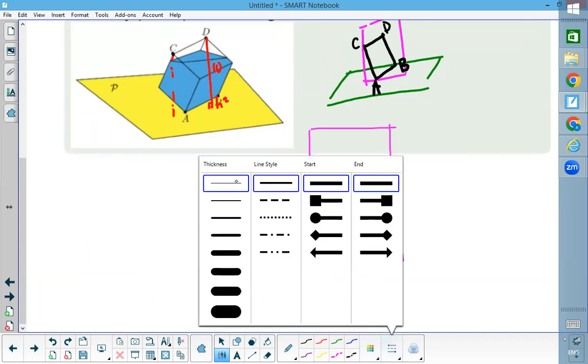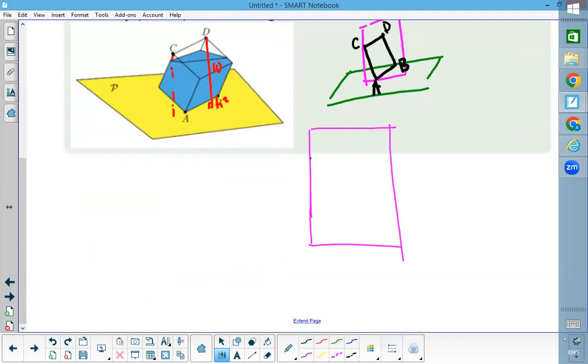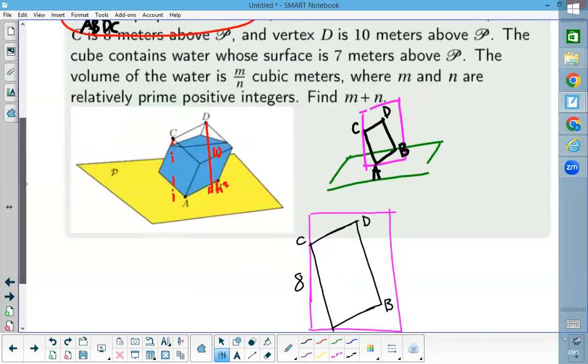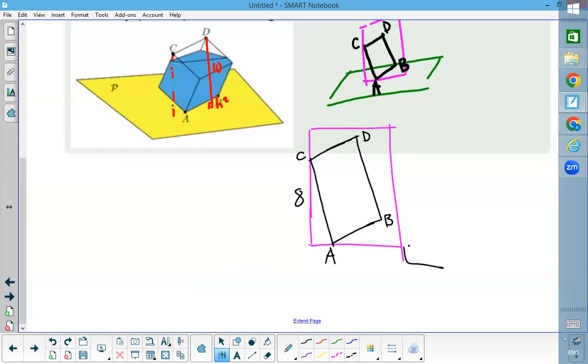This is a very important technique. You draw sub-diagrams. Whenever you have a 3D geometry problem, just break down the problem with sub-diagrams like this. So you have the point A here, B, D, C. We know that C is 8 units above the plane, because this line here is where the plane P is.